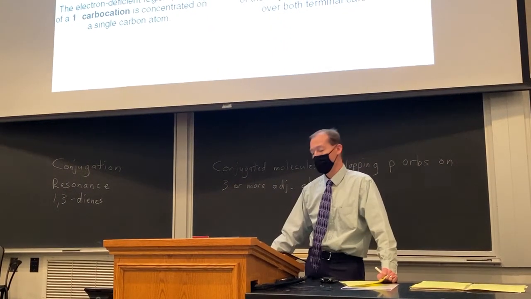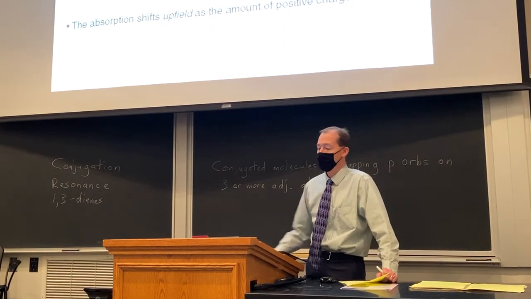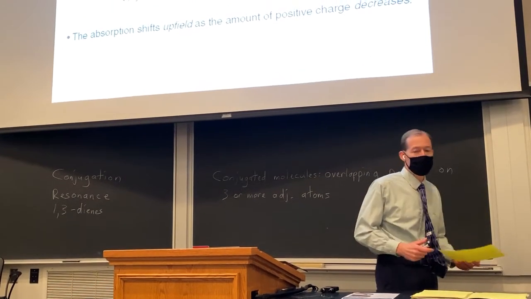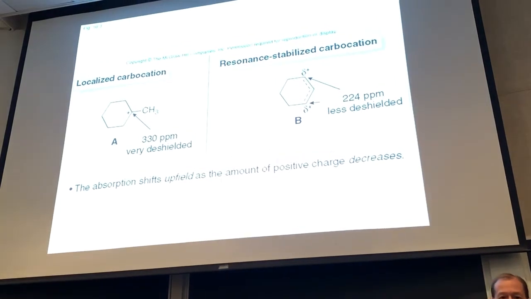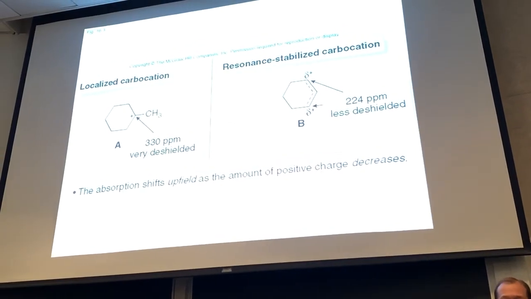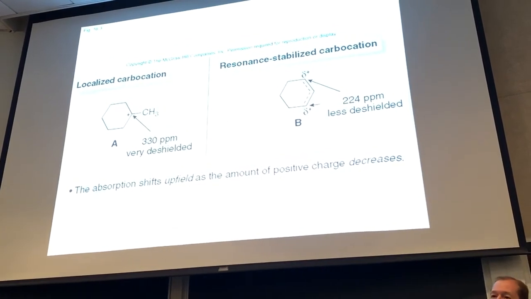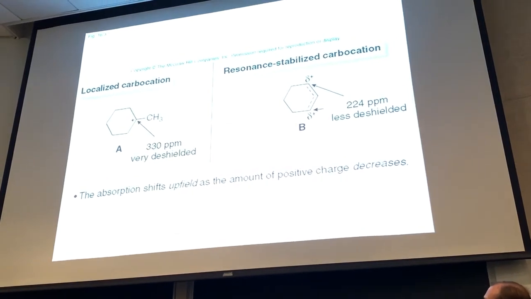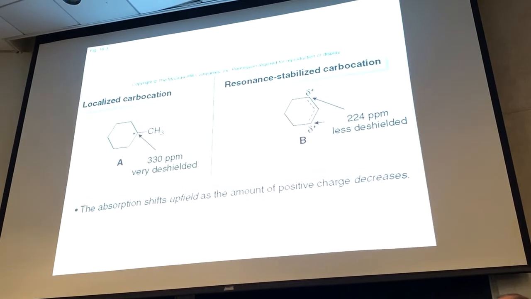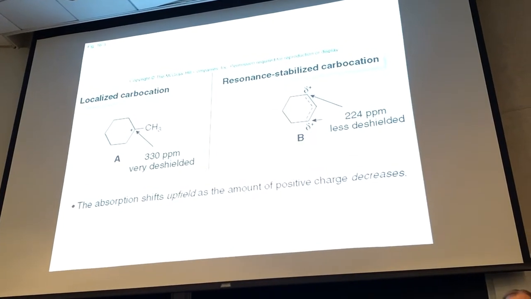Another indication of the delocalization of the positive charge due to conjugation can be seen by NMR spectroscopy. So remember, we learned about shielding and deshielding and its impact on chemical shift. A positively charged carbon is going to be very deshielded. It is electron deficient, so it will be very deshielded. Accordingly, you would expect an incredibly high chemical shift for a positively charged carbon.